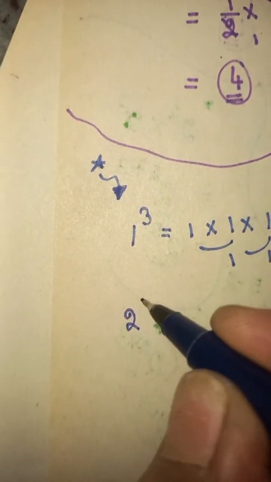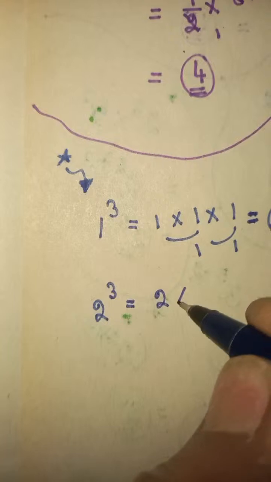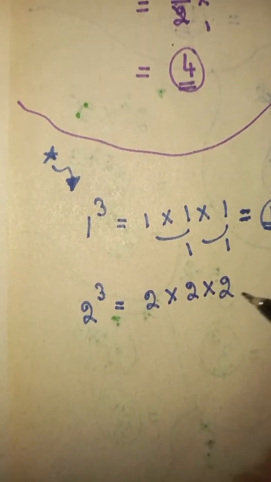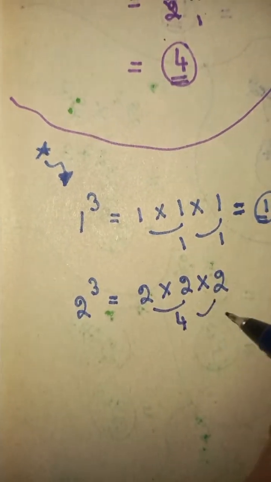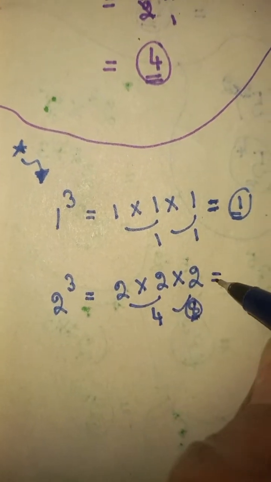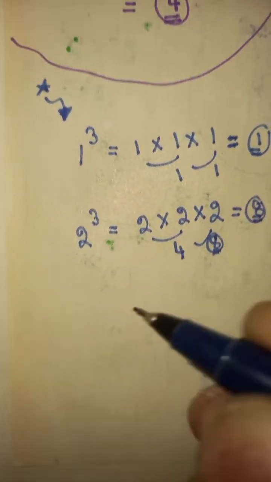And let's take two cube. Two cube means two times two times two. Two times two is four. Four times two is eight. So it becomes equal to eight.